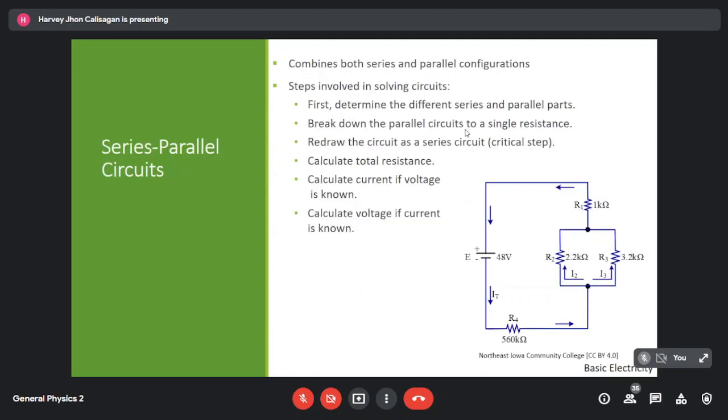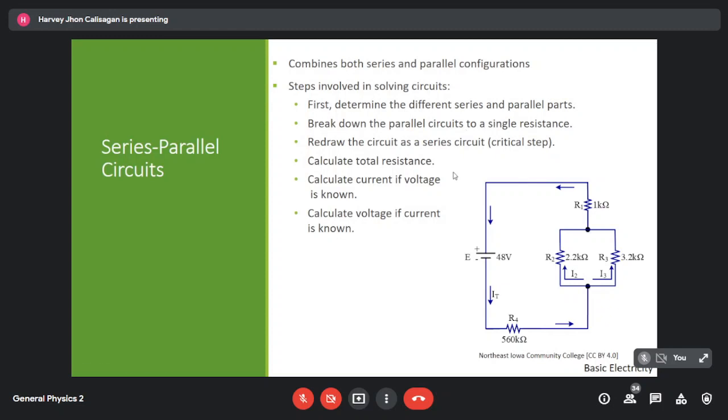How about if we will be combining the series and the parallel circuits? If we combine both series and parallel configurations, there are steps that you need to remember. It involves different steps for us to understand how to solve for series and parallel circuits. We have to determine the different series and the parallel parts. So how do we identify or determine those different series and parallel parts?